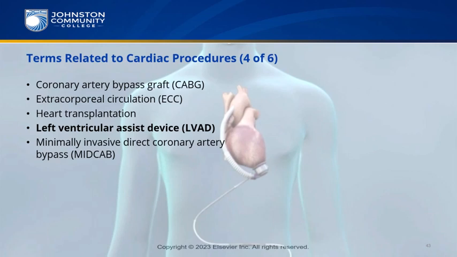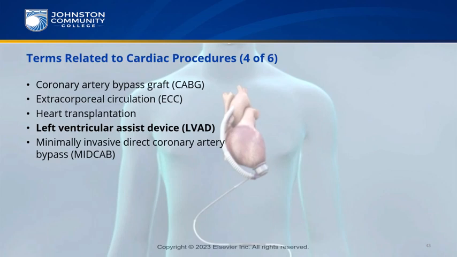Next, we have coronary artery bypass graft, which in the field you might see abbreviated and pronounced as CABG. This is an open heart surgery in which a piece of blood vessel from another location is grafted onto one of the coronary arteries to reroute blood around the blockage. Then we have extracorporeal circulation, ECC, which is the use of a cardiopulmonary machine to do the work of the heart during open heart procedures. Then heart transplant is the removal of a diseased heart and transplantation of a donor heart when cardiac disease can no longer be treated by any other means.